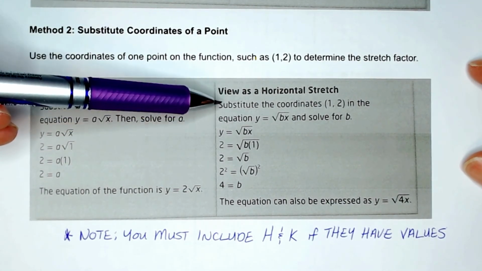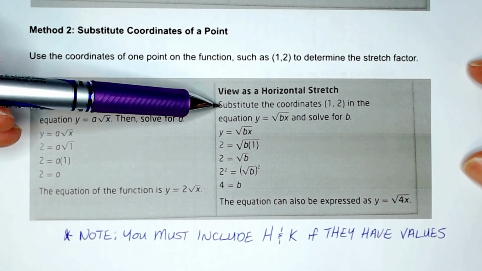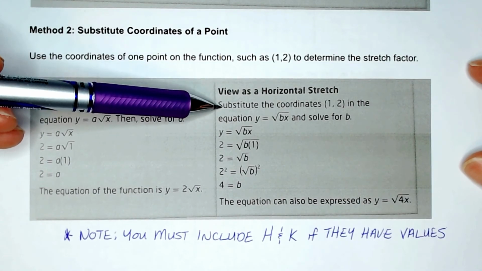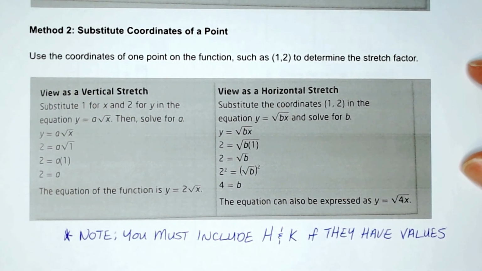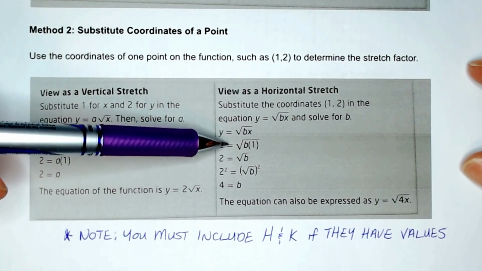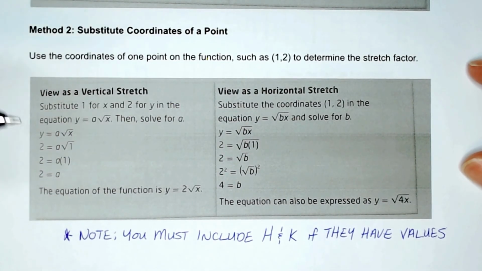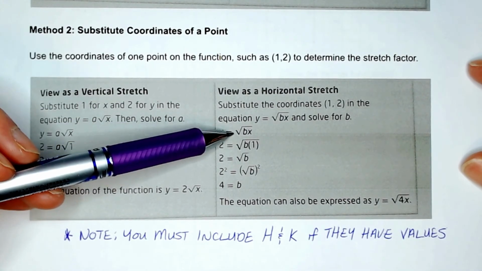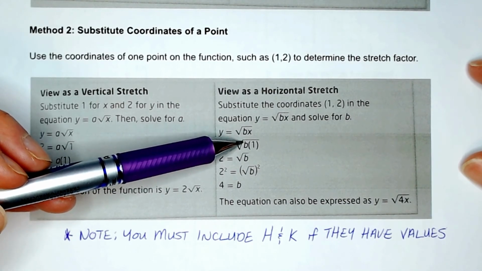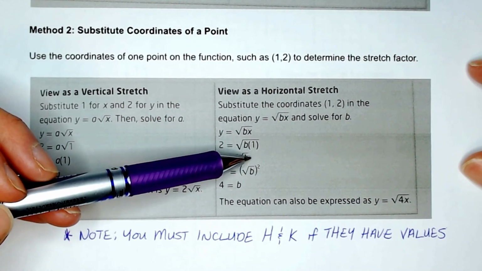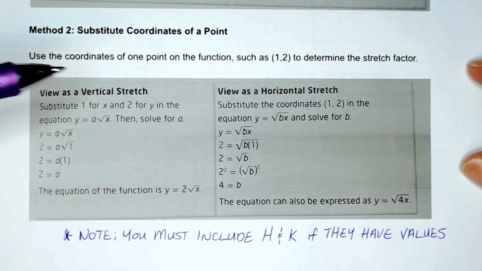The second thing that we can do is view it as a horizontal stretch. So we're substituting the same coordinates in, and we're just solving for b in this circumstance instead. This one's a little bit trickier, but if you work carefully, you can get the hang of it. So for example, we have y equals root bx. 2 equals the root of b times 1. Of course, 1 times anything is just itself.